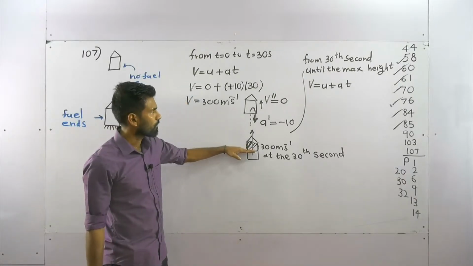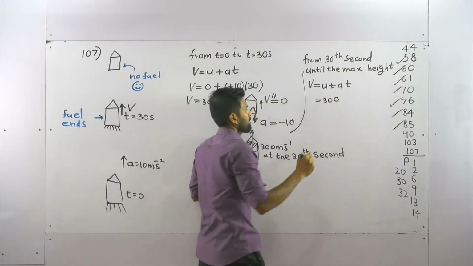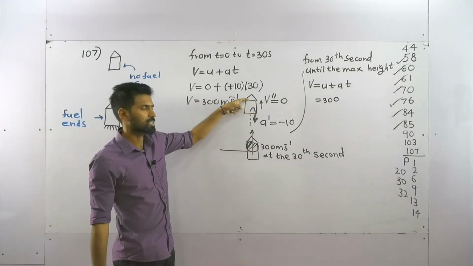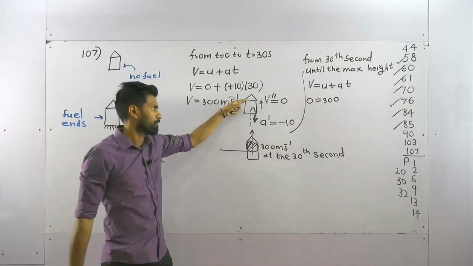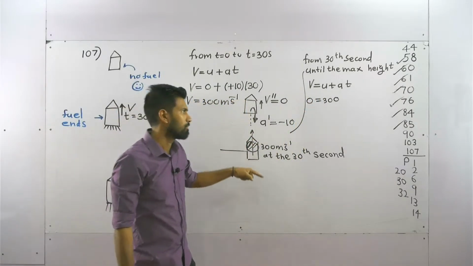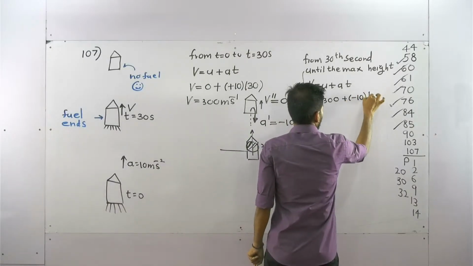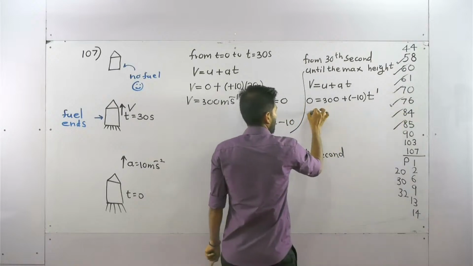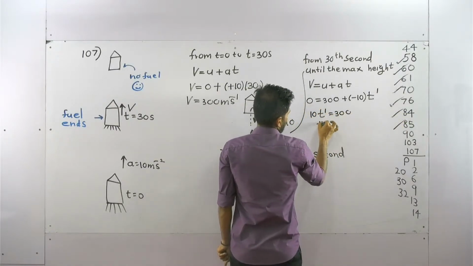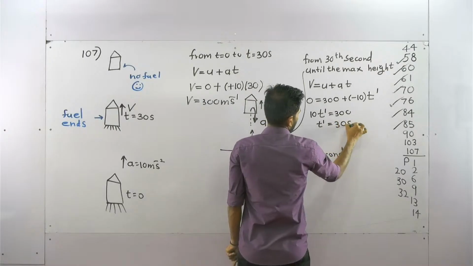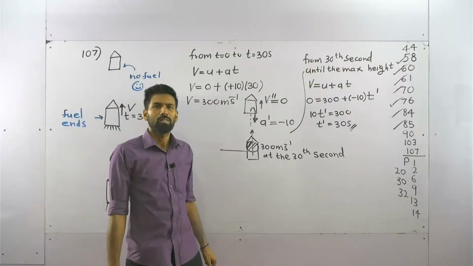Okay, so from a velocity of 300 meters per second until it reaches the maximum height. At the maximum height, velocity is 0. Now it faces the motion under gravity with the acceleration of -10. And what is that t dash? 10 t dash equal to 300. T dash is equal to 30 seconds.